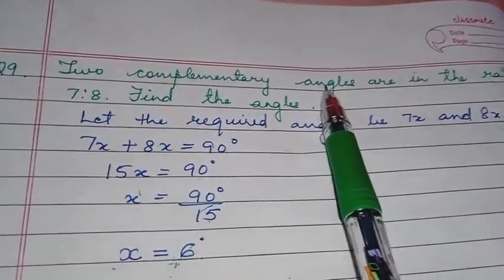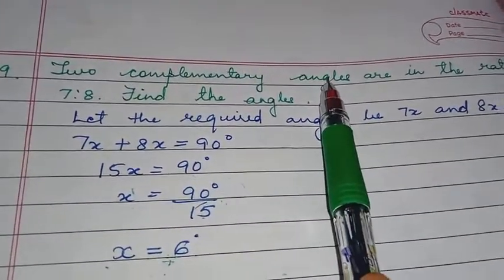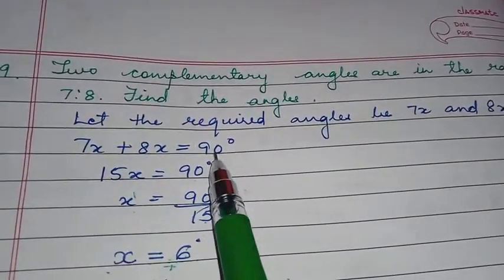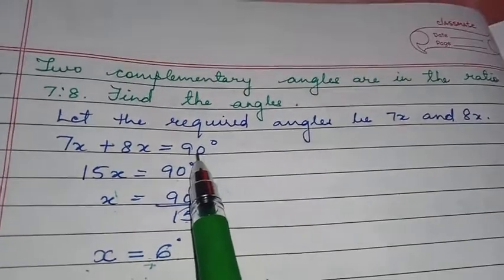In the exam, two supplementary angles can also come, so you have to solve it accordingly. You have to keep that in your mind. If supplementary comes, then the sum will be 180 degrees, and likewise you have to solve.